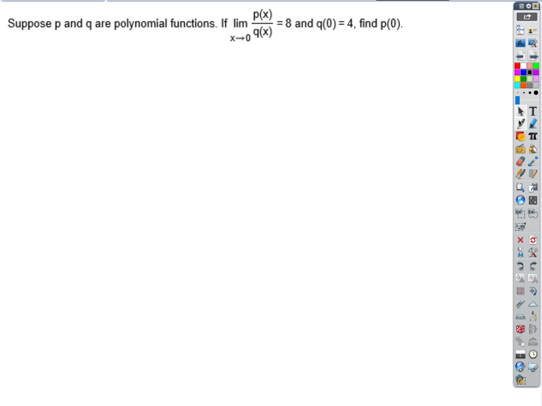Okay, what about this? Kirk, this is one of the ones similar to what you were just talking about, right? If we know that the limit of p of x divided by q of x as x approaches 0 is 8, and q of 0 equals 4, find p of 0. This is just properties of limits. There's very little math here, just trying to recognize what's going on. So the limit, here's the important step. The limit of p of x over q of x as x approaches 0, here's the property of limits. We can take the limit of the top divided by the limit of the bottom. We can separate those.